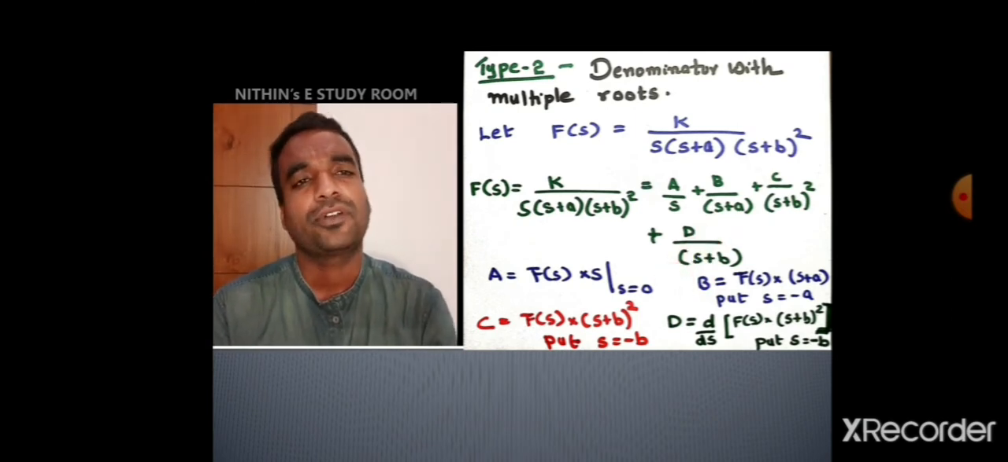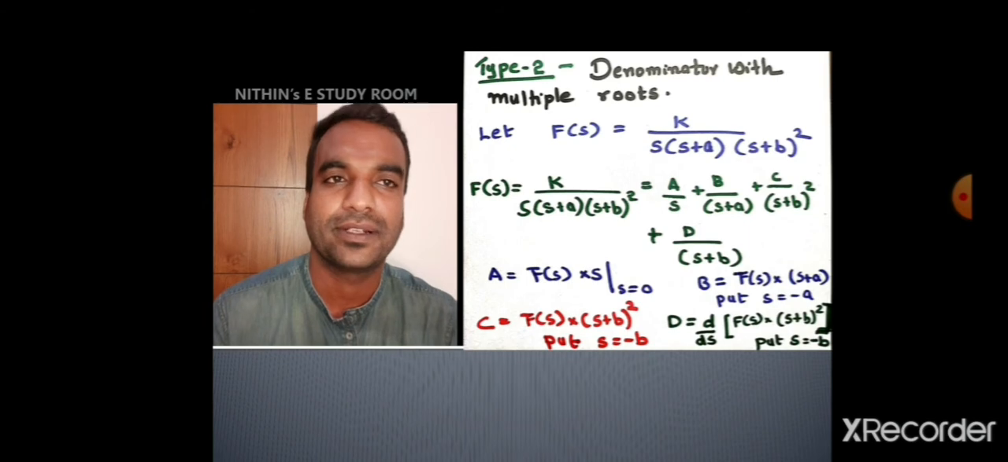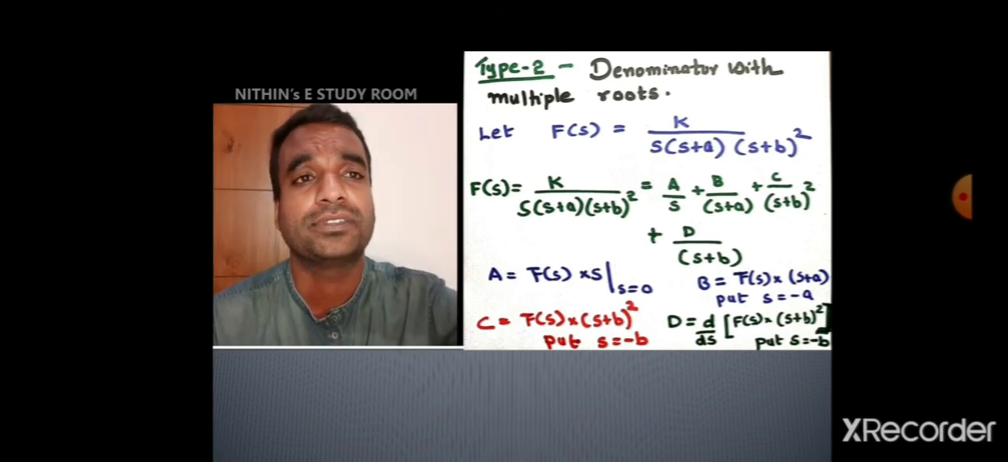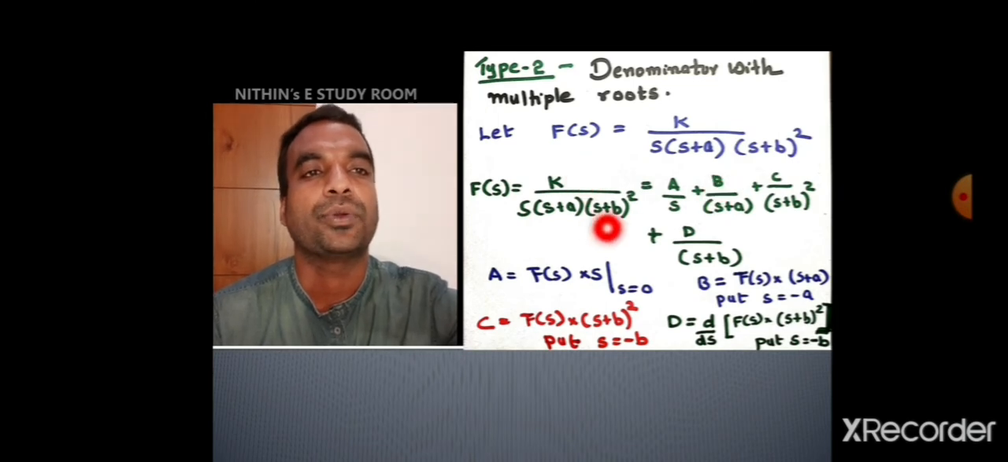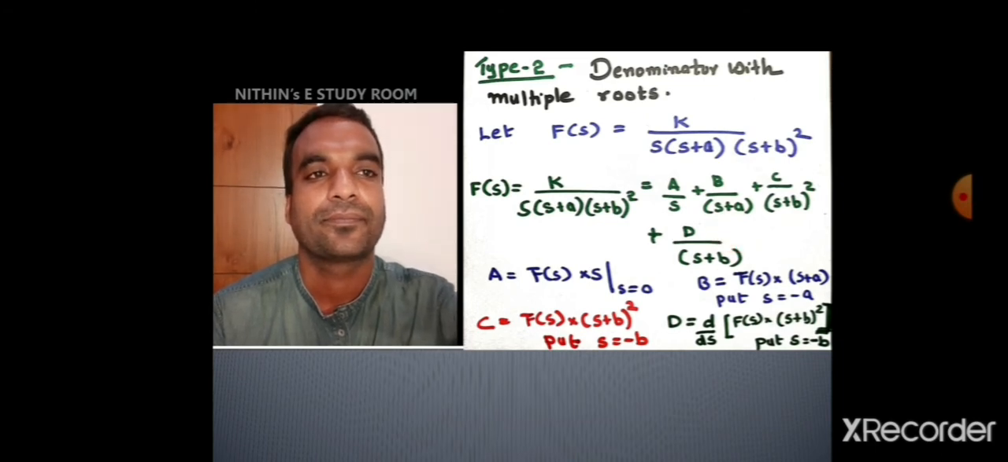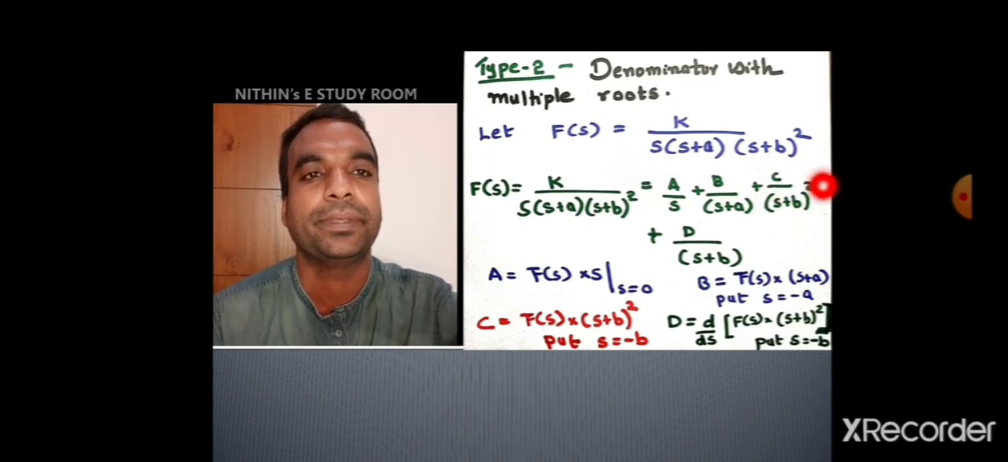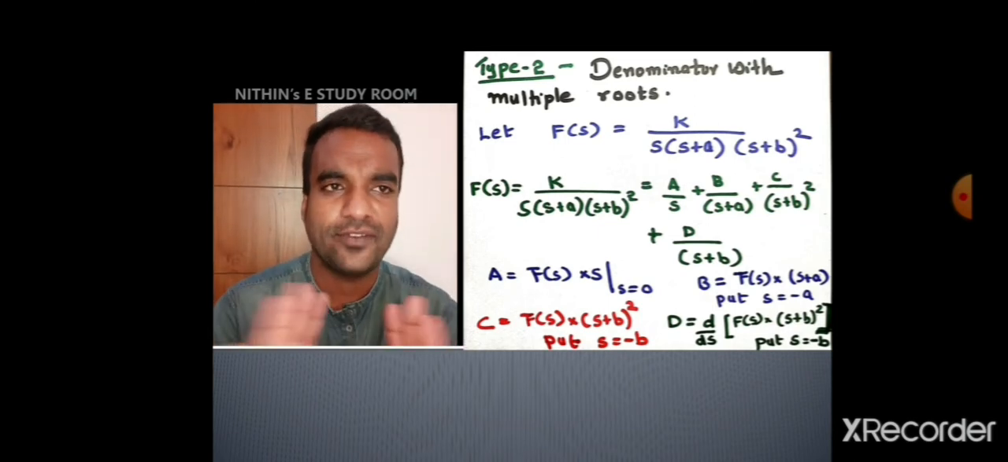So if you want to find A, you have to take the same step that we have done previously. To find A, F(s) into s, where s is equal to 0. For finding B, you also have to apply the same method. B is equal to the total equation into (s plus a), where s is equal to minus a. And for finding C, you have to multiply the total equation with (s plus b) square, its denominator, and put s is equal to minus b. Up to this, everything is the same.